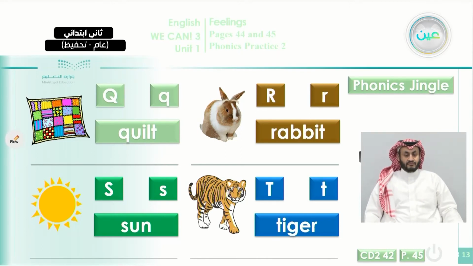Q says quilt. R says rabbit. S says sun. T says tiger.